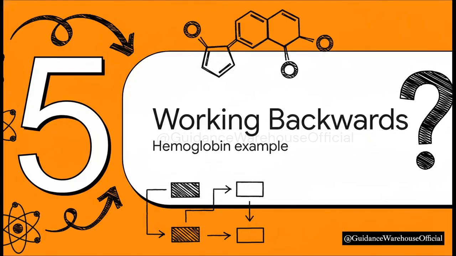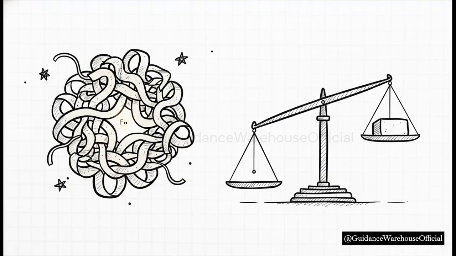Section 5, working backwards with hemoglobin. Let's move on and see how this builds into a slightly more advanced application, where we actually already have the percentage, and we need to work backwards. Check out this complex physiological example.